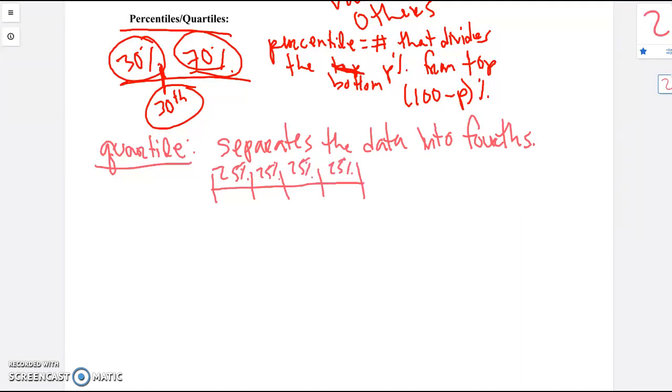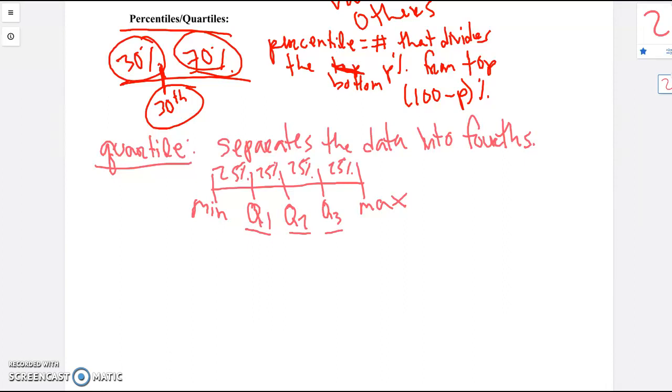25%, 25%, 25%. This will be the minimum value. This will be what we call Q1, and Q1 is just the first quartile. This is Q2, this is Q3, and this is the maximum value. So it's basically separating everything into 25%. Now you might be asking yourself, how do we calculate these numbers? Let's figure out how we calculate them.